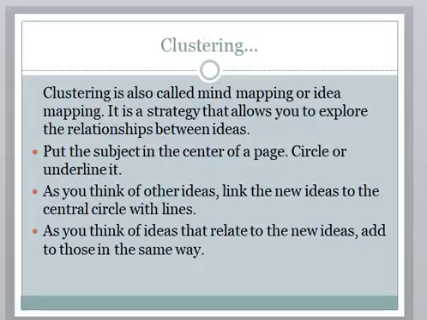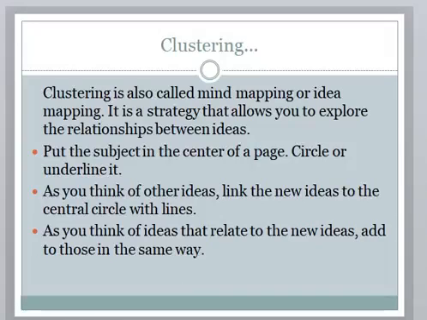Then comes clustering. Clustering is also called mind mapping or idea mapping. It's a strategy that allows you to explore the relationship between ideas. Firstly, put the subject in the center of the page, circle or underline it. As you think of other ideas, link the new ideas to the central circle with lines. As you think of ideas that relate to the new ideas, add to those in the same way.